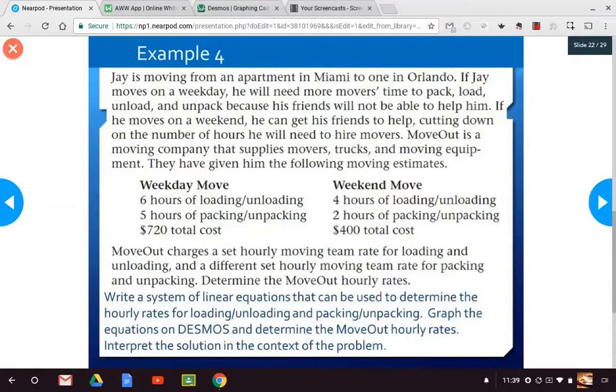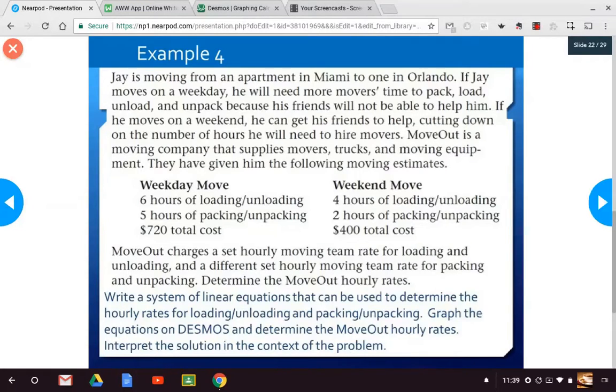In this example, Jay is moving and he's going to hire the move out company to help him move. If he moves on a weekday, his friends are not going to be able to help him, so he's going to have to hire the movers for 6 hours of loading and unloading and 5 hours of packing and unpacking, for a total of $720.